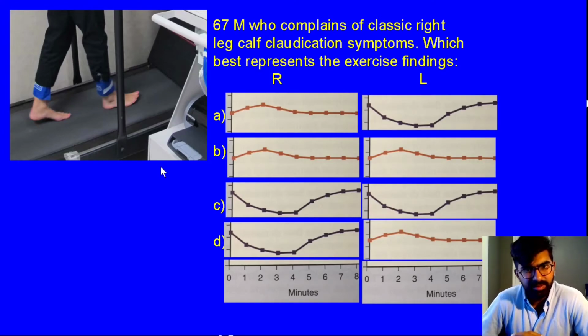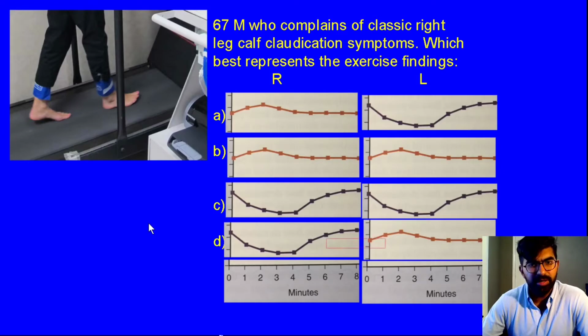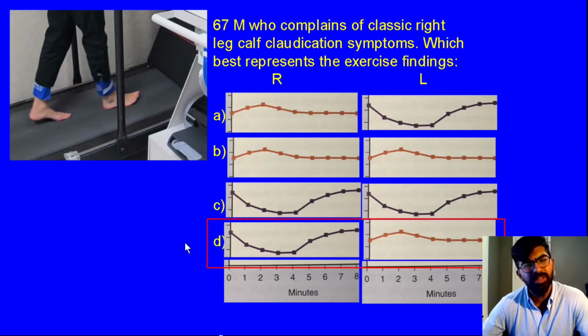So again, the heading is right there, and I'm gonna ask one more question here. Which represents the best exercise finding? And it popped up for us, but it would really be D. So what is the normal response to exercise testing? So in a normal individual, you will get ankle brachial index on the left, and this is time.